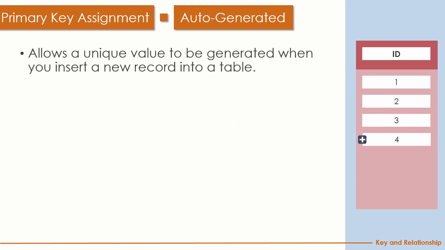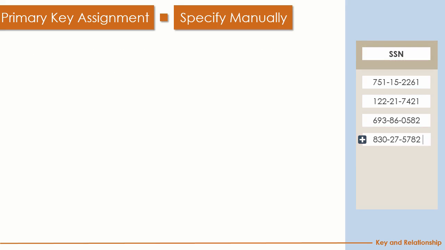Regarding auto-generated ID, it is very common to use and very efficient. When you insert the data into the table, the database engine will assign a new ID to your row of data. So later on, you can retrieve it by the ID. The second option is to specify the ID manually.